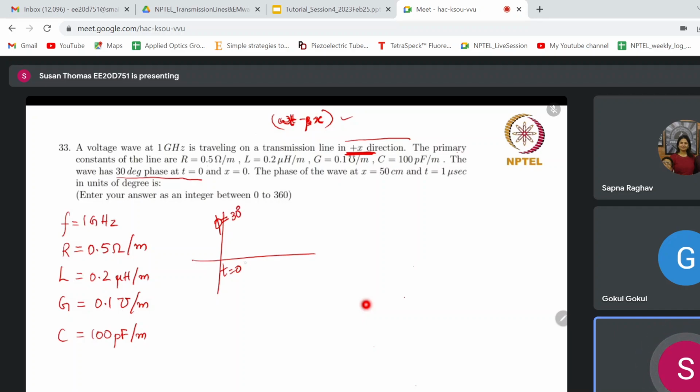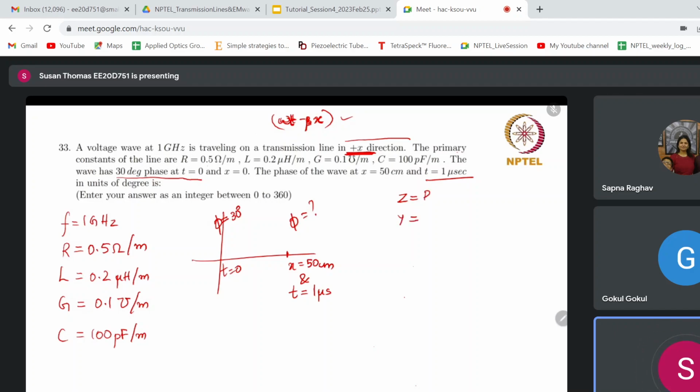Now, at x equal to 50 centimeter, what is the phase of the wave? And it is not just x equal to 50 centimeter, there is also one more parameter: when time is equal to 1 microsecond, what is the phase? So there are two things. First, based on the primary constants R, L, G, C, what can we calculate? From RLGC, you can find out Z and Y.